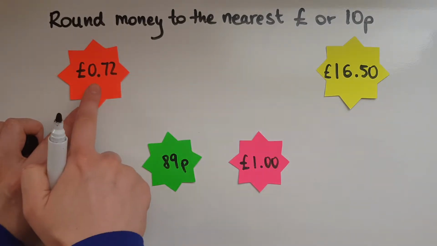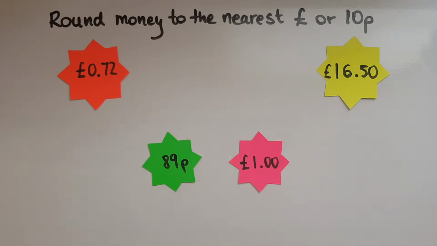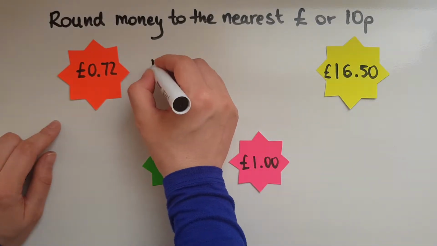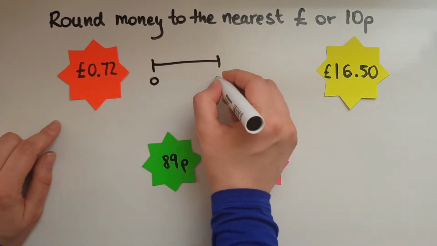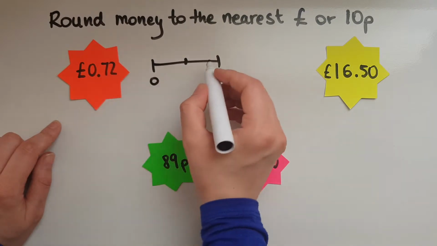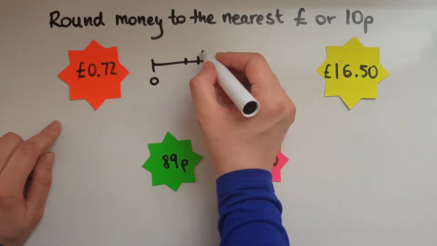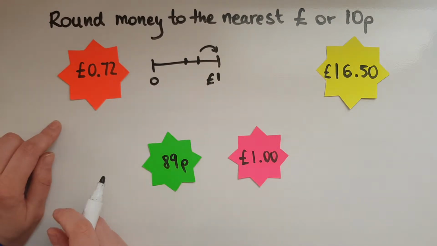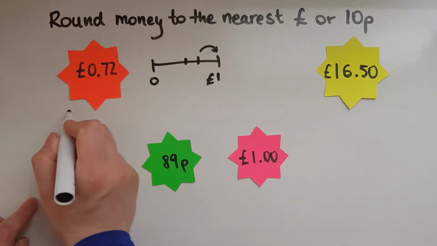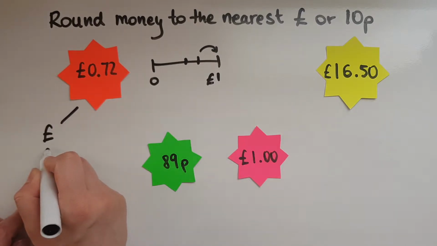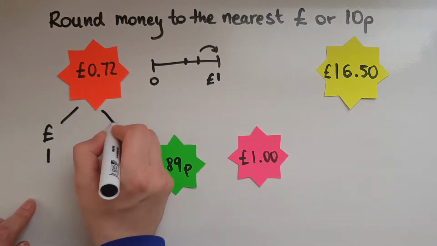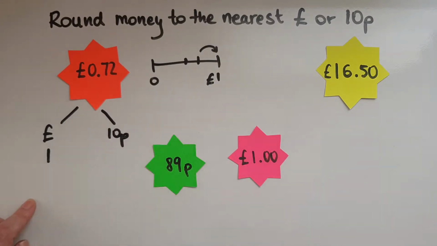0.72, that stands between 0 and a pound. So we'll show that here. 0 and 1 pound. 50 pence would be in the middle. This is 72, so perhaps here. And as you can see, that is closer to a pound. So we'll round that to the nearest pound. That would be 1 pound. To the nearest 10p we'll look at in a minute.